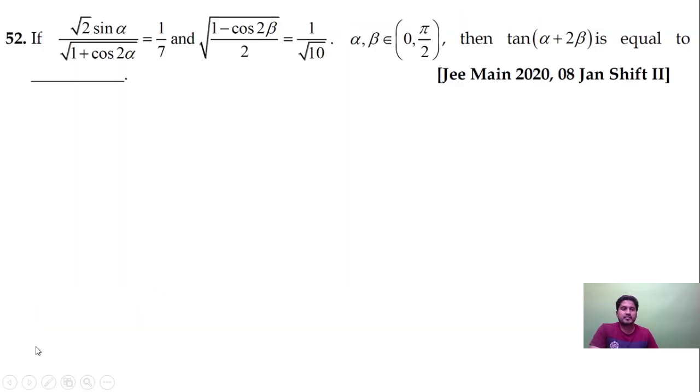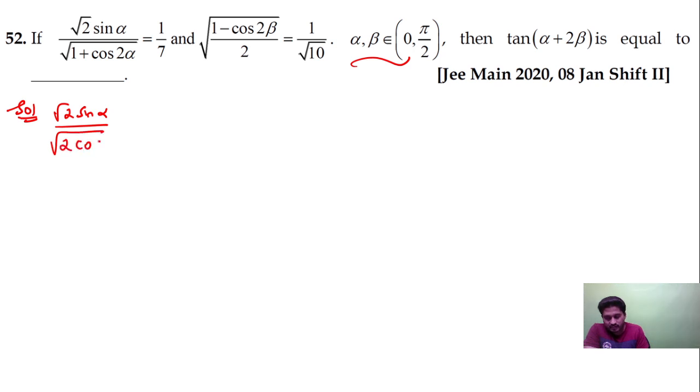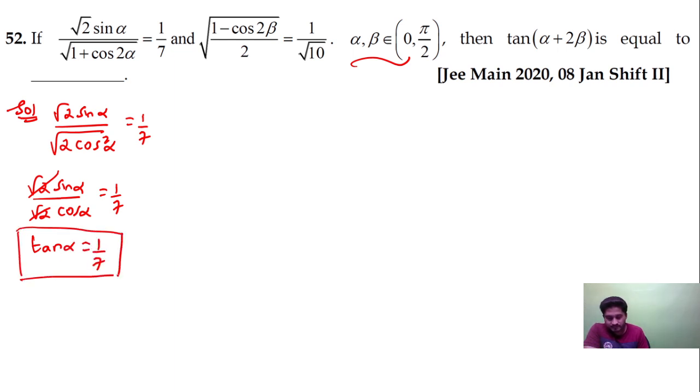Okay, again this is a 2020 question. So this will be equal to root of, it's given in the question alpha beta lies in the first quadrant, so obviously all are positive. Root of root 2 into sin alpha upon root of 1 plus cos 2 alpha, which is 2 cos square alpha, is equal to 1 upon 7. So root 2 into sin alpha upon root of cos square alpha, which is cos alpha, is equal to 1 upon 7. Root 2 will get cancelled. So tan alpha is equal to 1 by 7. Okay, let me keep this as it is.